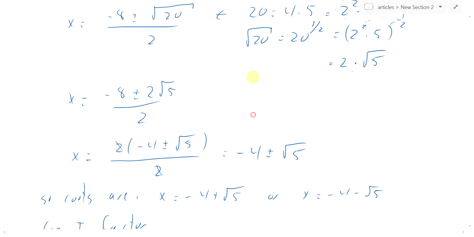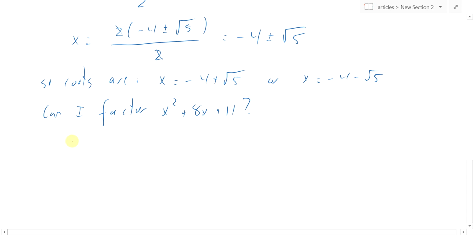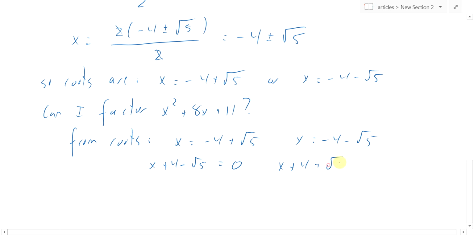Right? The equation we were dealing with was x squared plus 8x plus 11. And we said we can't factor it, and that was sort of true and sort of not. We can't factor it using whole numbers. But now that we know the roots, x equals minus 4 plus square root of 5, if I get a 0 on one side, I add 4 minus square root of 5 equal to 0. The other root, minus 4 minus square root of 5. Get 0 on one side, so x plus 4 plus square root of 5 equals 0.